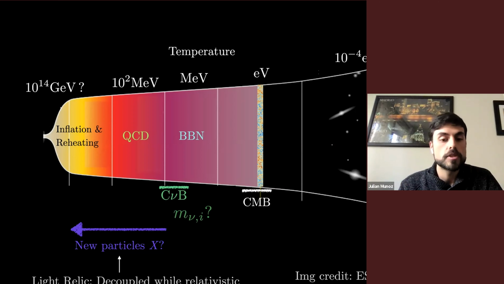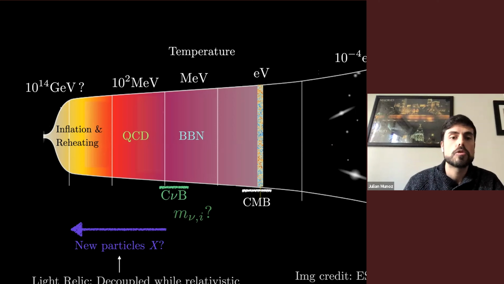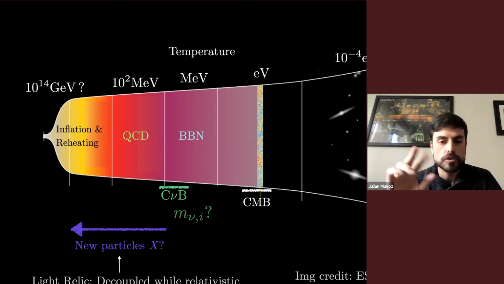And this requirement of decoupling while relativistic is actually fairly generic. When you go to the earlier universe, densities are larger and temperatures are larger. It's easier for particles with low masses and weak couplings to be coupled and then decoupled, and to survive until today. So these are the two questions that I'll talk about: how to measure neutrino masses and how to look for new particles.